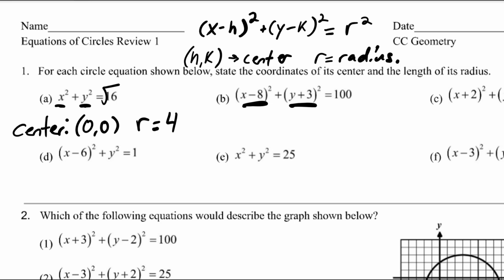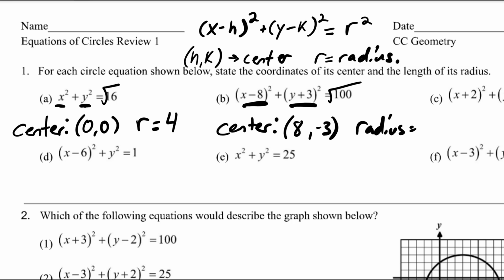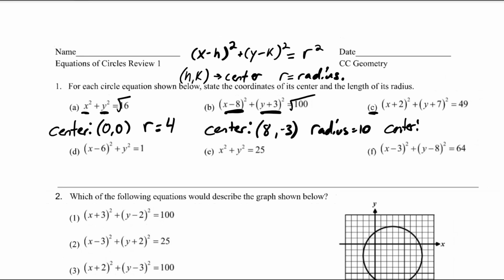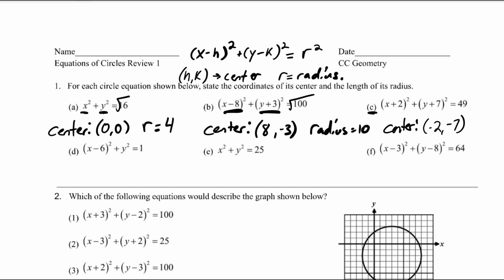For an instance where I do have numbers, a quick rule of thumb is that I could just take the opposite sign of what I see. So if I see minus 8, my center is at plus 8. If I see plus 3, my center is at minus 3. And again, my radius is the square root of that last number, or just 10. So all of these follow suit with that. Like even for C, my center coordinates would be (−2, −7) if I were to plot that, and my radius would just be 7. So keep that in mind.